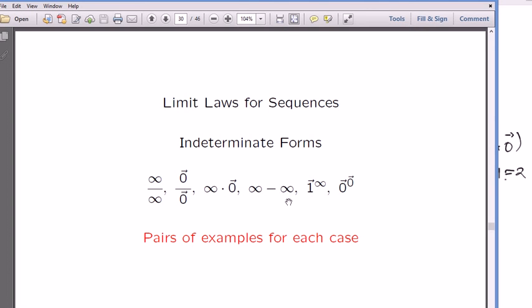Infinity minus infinity, I think, is trickier. No, it's not that tricky, right? It's n plus 2 minus n, or n minus n. They're all infinity, but the difference is always constant. So it's also indeterminate form. Make sense?